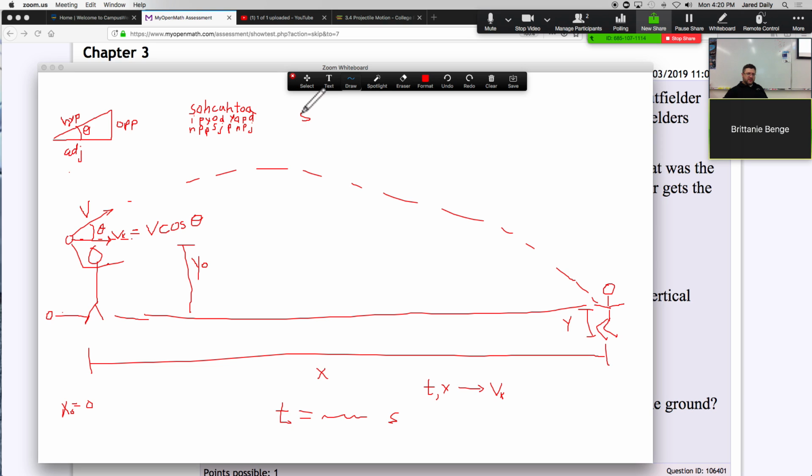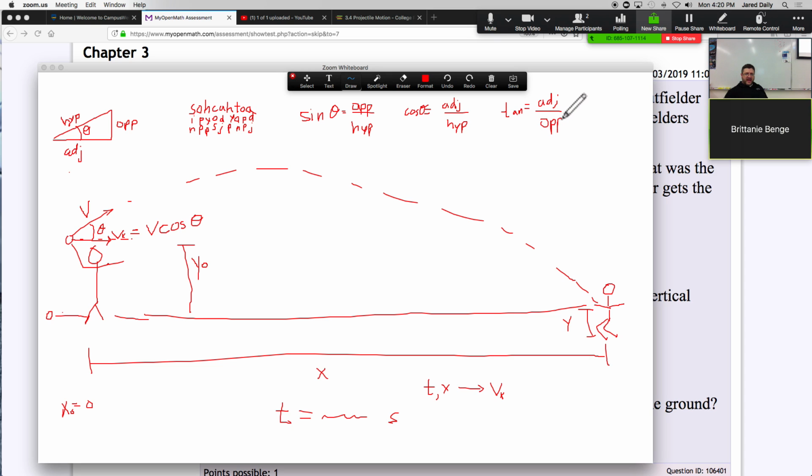So the sine of theta in this triangle is equal to the length of the opposite side over the length of the hypotenuse, or the length of the longest side. The cosine of theta is the length of the adjacent side over the hypotenuse. And the tangent is equal to the opposite side over the adjacent side, the side next to the angle.